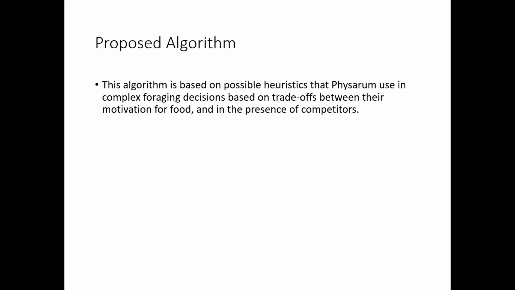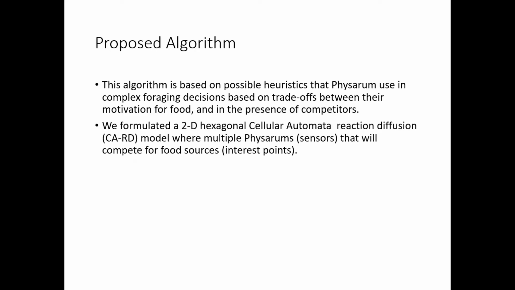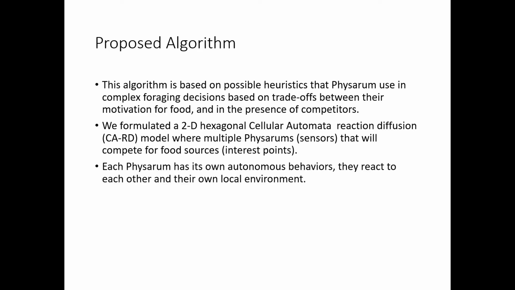This algorithm is based on possible heuristics that Physarum use in complex foraging decisions, based on the trade-off between their motivation for food and the presence of competitors. We formulated a 2D hexagonal cellular automata reaction diffusion model where multiple Physarums, as a representation for the sensors, will compete for food resources, as a representation for our interest points.